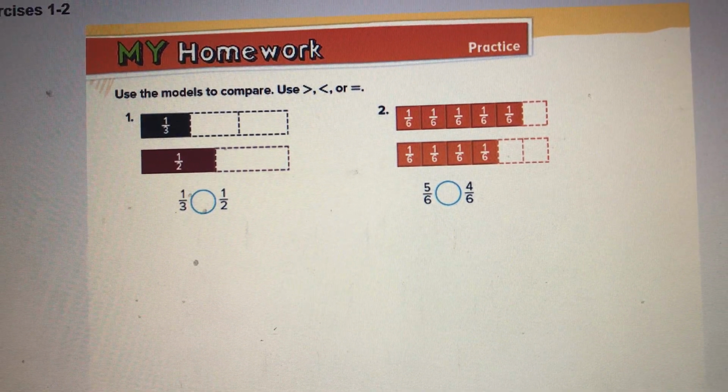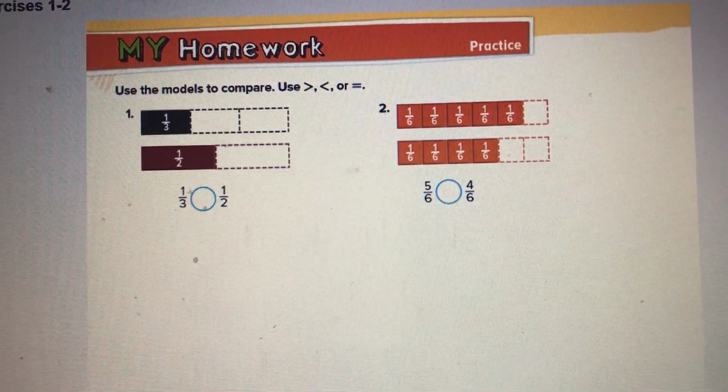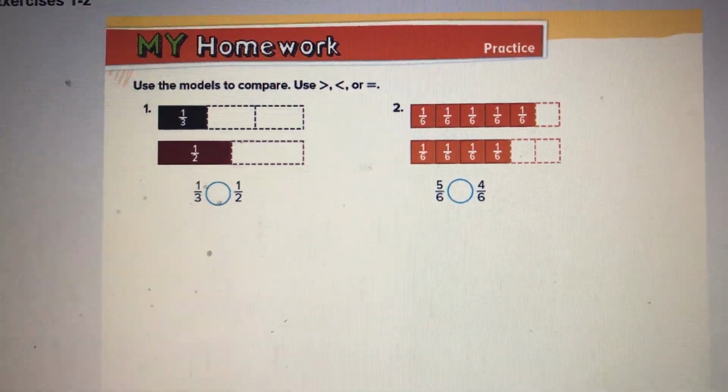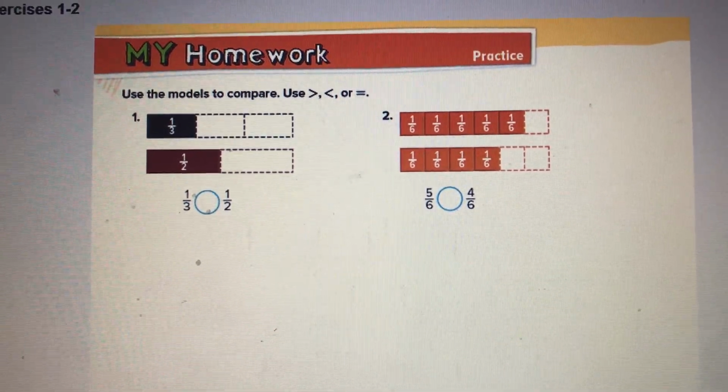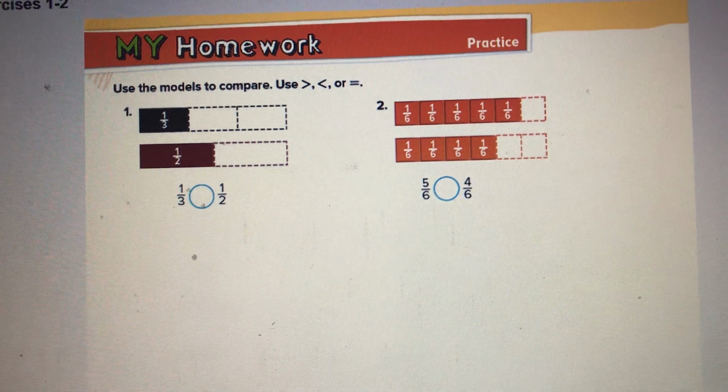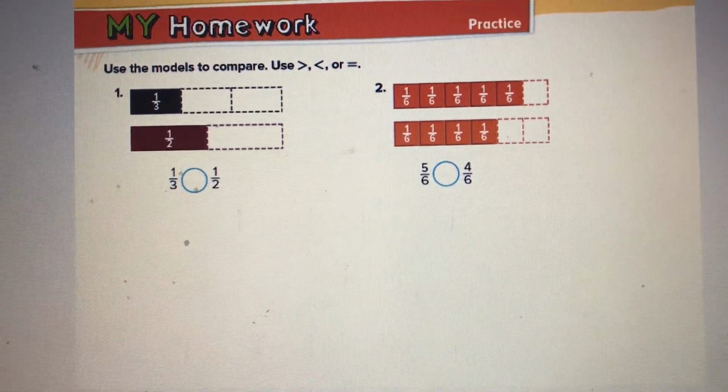All right, that takes you to your homework for today, guys. Hopefully it's easy. I think they give you most of the models on here. There may be a little bit of time where you need to use your fraction strips, but just do your best. Mrs. Selfridge will send you the answers tomorrow. You guys are doing a great job.